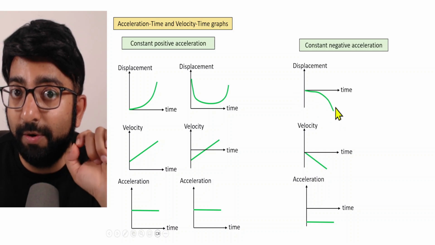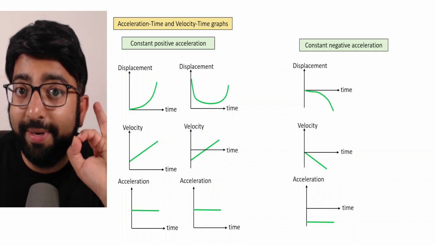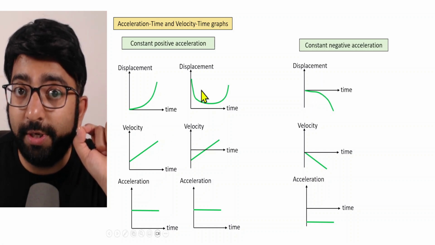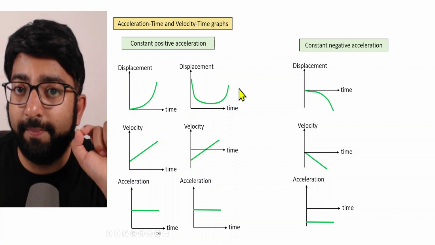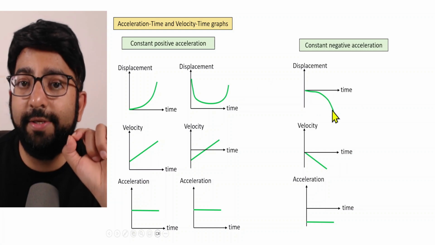But this graph has been drawn assuming that at t is equal to 0, displacement was 0. The only thing we need to focus on is the shape of the graph. So if you look at the constant positive acceleration cases, both of these graphs are upward facing. In this case, again, it's a negative acceleration, so it's a downward facing parabola.